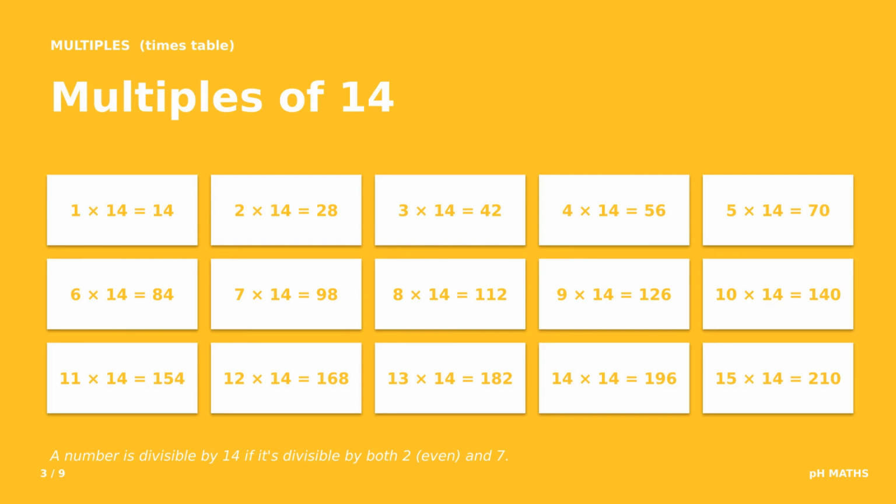The divisibility test for 14 combines two simpler tests. A number is divisible by 14 if it's both even and divisible by 7. Both conditions, not either. So 112 is even, 112 divides by 7, therefore 112 is divisible by 14. Quick double check, big payoff.